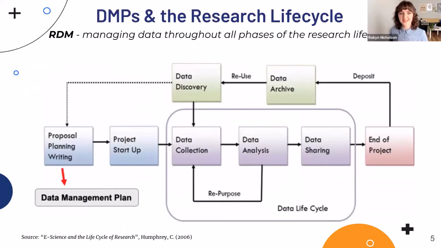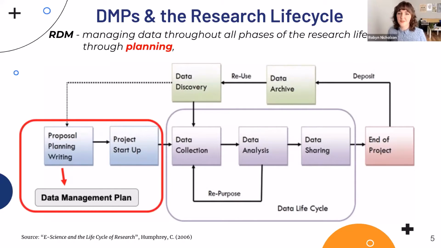So, because this would not be a webinar presented on the topic of research data management without a life cycle, here we are. Research data management in a broad sense refers to the management of data throughout all phases of the research lifecycle. And a DMP starts in the planning phase of research, seen here in red, as you start writing your proposal, funding applications, and starting up your project.